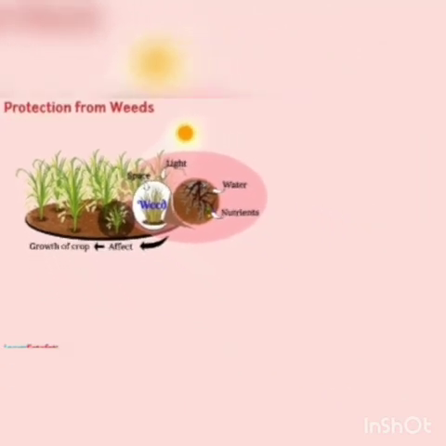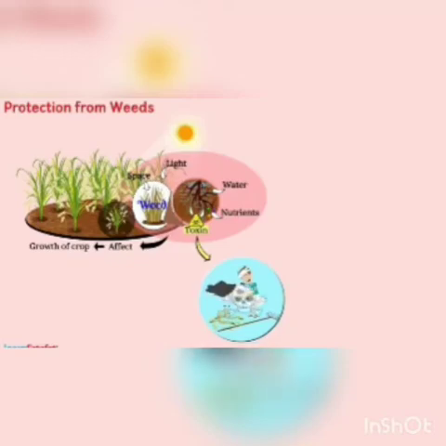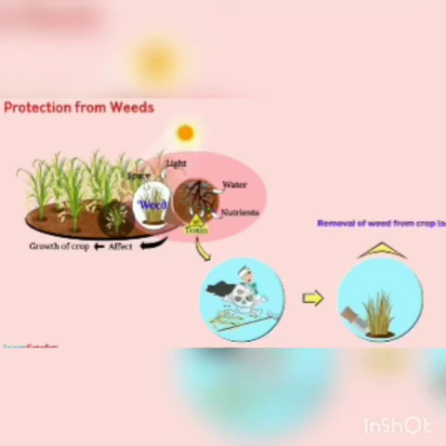In addition to this, some weeds also release toxins which may damage the crop plant and are hazardous to animals and human beings. Therefore, weeds must be removed from croplands. The removal of weeds from cropland is called weeding. Weeding must be done before flowering of crop plants.